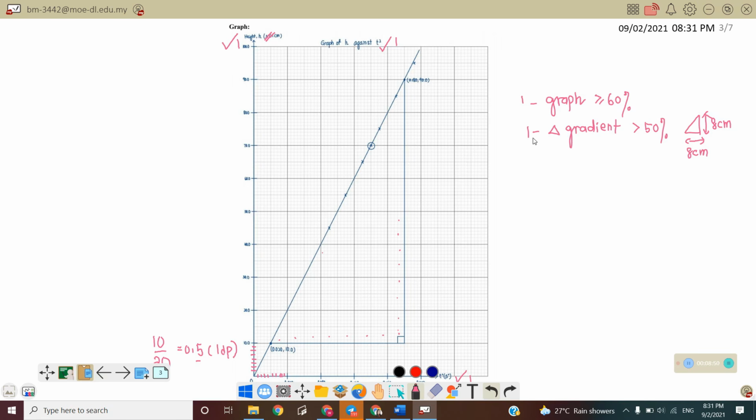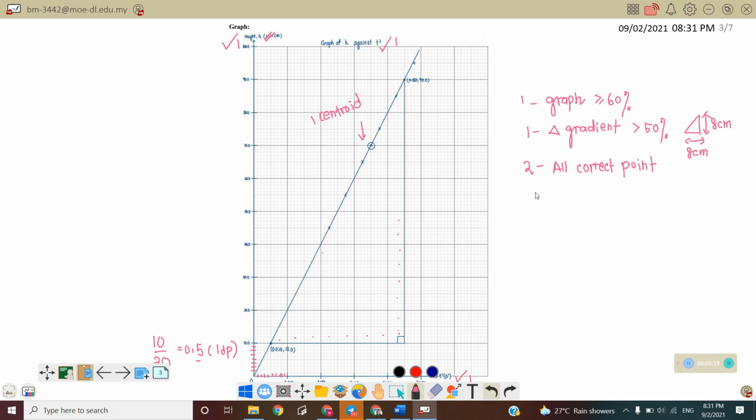Okay, next one is, you must plot the centroid and also all the correct data. So the centroid, if you plot the centroid, you must circle it, and for the centroid you will get 1 mark. And all the 6 points, you will get 2 marks for all the correct points that you plot. All 6 points correctly plotted, so you will get another 2 marks.